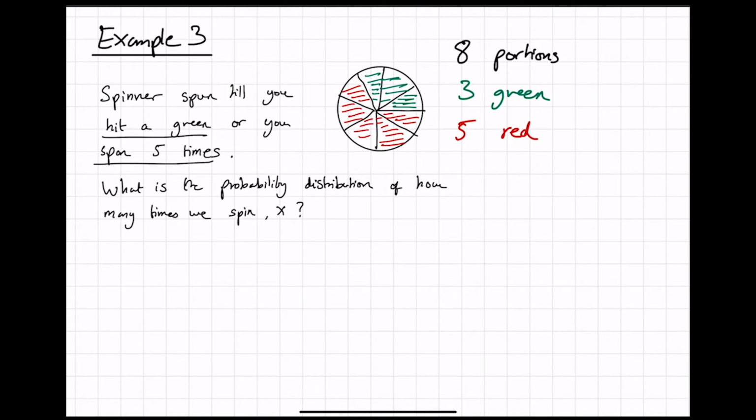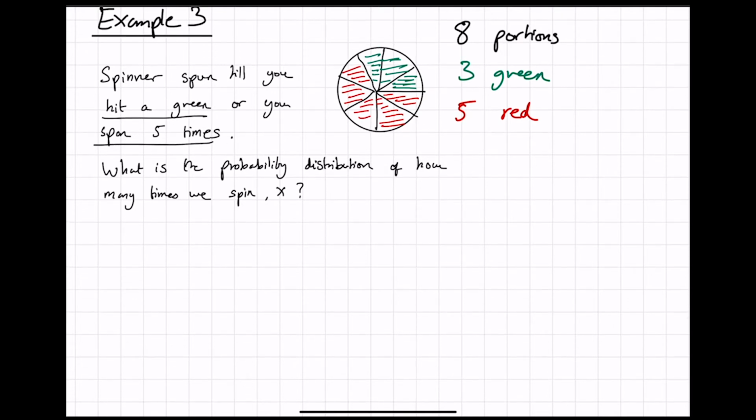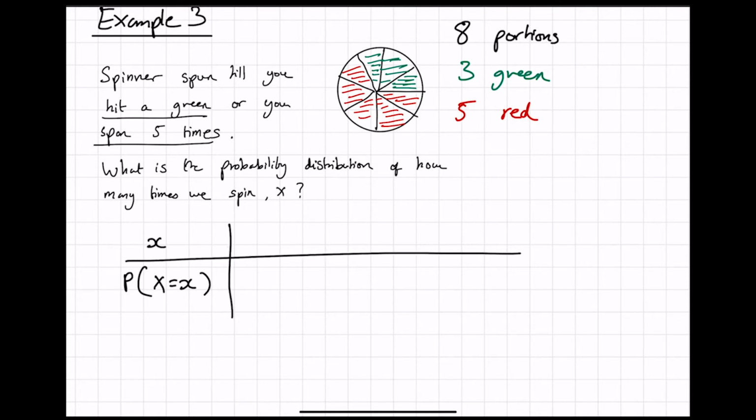Based on that, the question says you spin the spinner until you either hit the green part or you spin it 5 times. So if I spin it 5 times and I haven't hit a green one yet, then I stop. What's the probability distribution of x, the number of times you spin? We need to fill out this probability distribution.